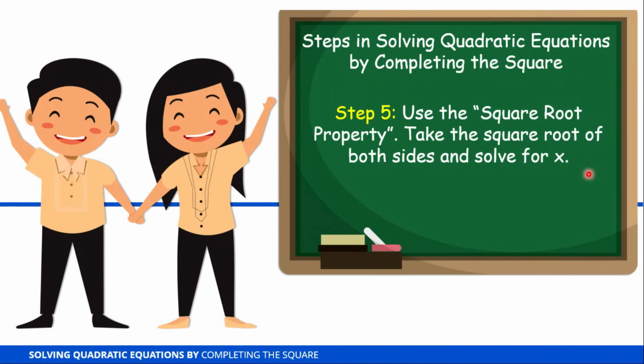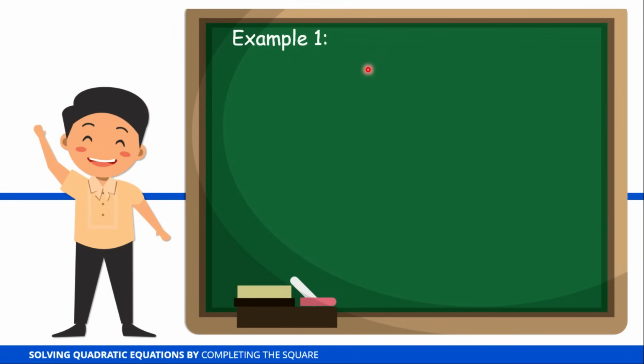Now, after determining the steps, let's have our first example. Our first given is x squared plus 2x minus 8 is equal to 0. And in this given, ang a natin ay equal to 1. Ibig sabihin, hindi na natin kailangan mag-divide ng a on both sides of the equation. Let's proceed to our next step.